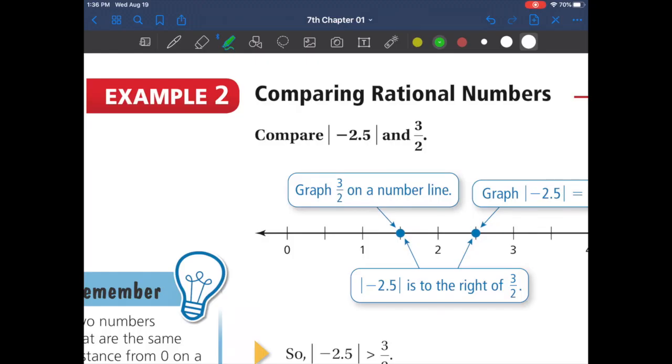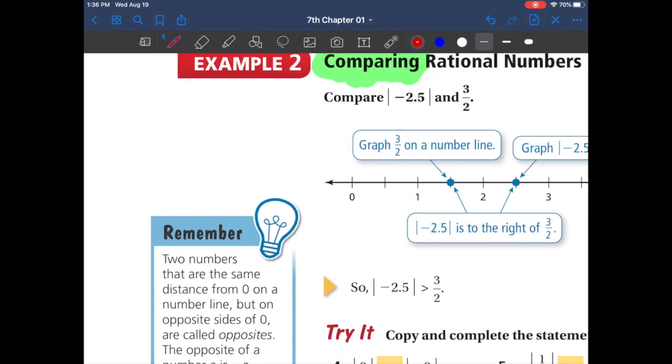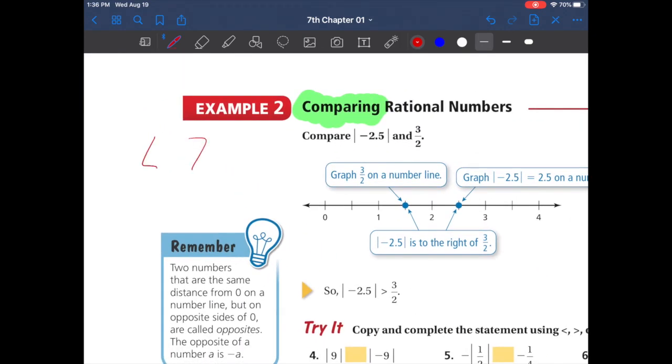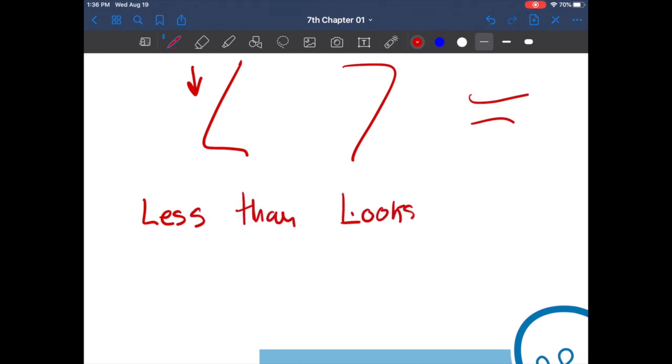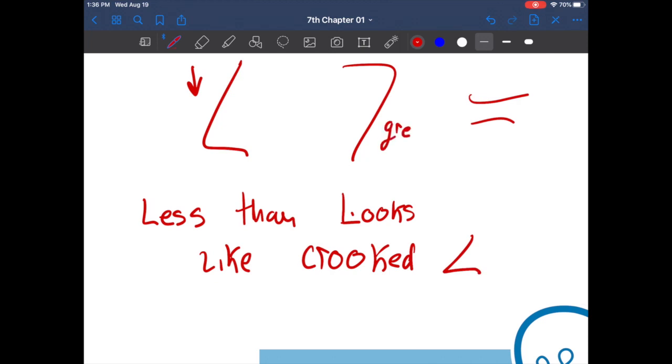In example 2, we are going to compare two numbers. Remember, when we compare things, we're going to use less than, greater than, and equal. Let's just do a quick review. Do you guys remember how I know that's a less than sign? Remember what I said? The less than sign looks like a what? Like a crooked L. That's how I know that's less than. That means this is greater than, and then this one is equal.